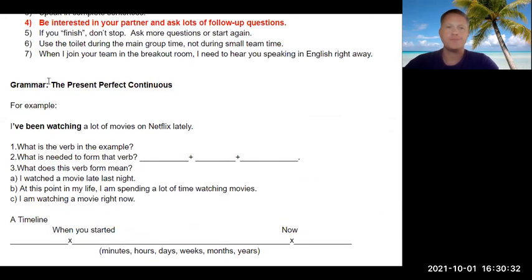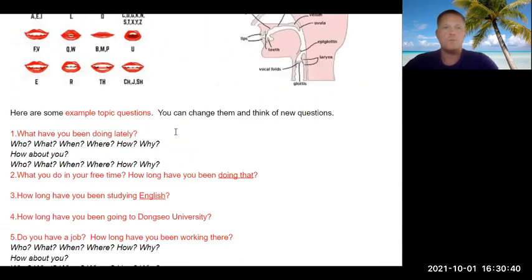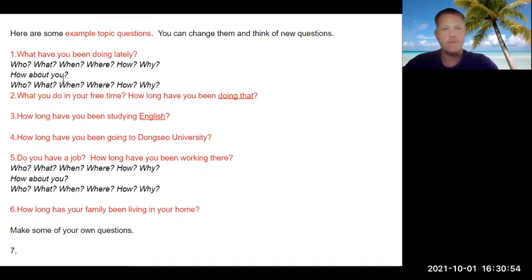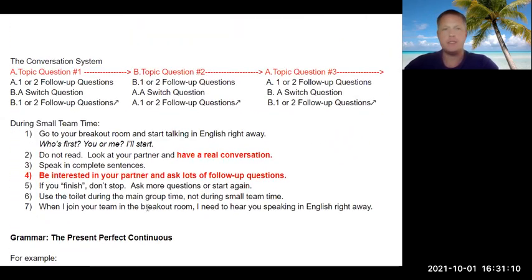And then the grammar, the present perfect continuous. I've been watching a lot of movies on Netflix lately. I've been watching. So we've been practicing this grammar for a little while now. Have you been doing? I've been playing. I've been going. Have you been doing? How long have you been doing that? Have you been studying? Have you been going to? Have you been working there? Has your family been living? So we've already been practicing this.